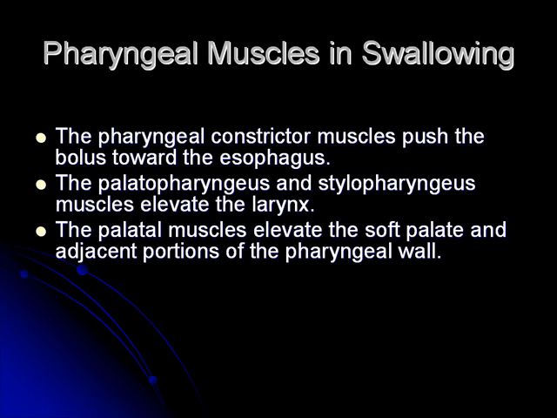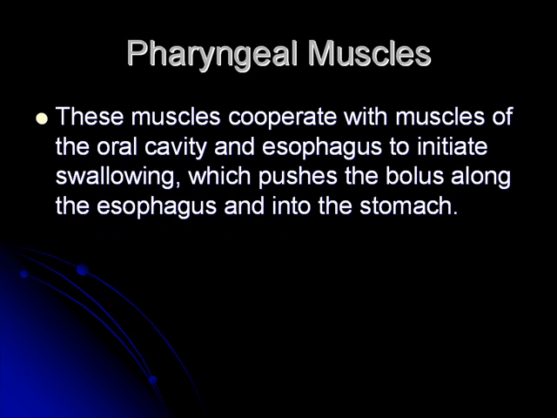Pharyngeal muscles are significantly involved in the swallowing mechanism. The pharyngeal constrictor muscles push the bolus of food toward the esophagus. The palatopharyngeus and the stylopharyngeus muscles will elevate the larynx. The palatal muscles elevate the soft palate and adjacent portions of the pharyngeal wall. These muscles cooperate with muscles of the oral cavity and the esophagus to initiate swallowing, which pushes the bolus along the esophagus and into the stomach.